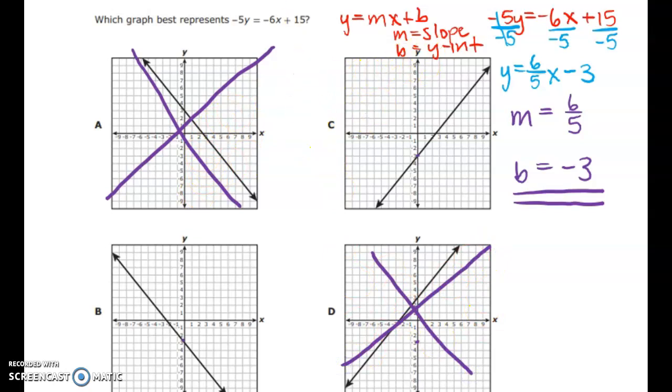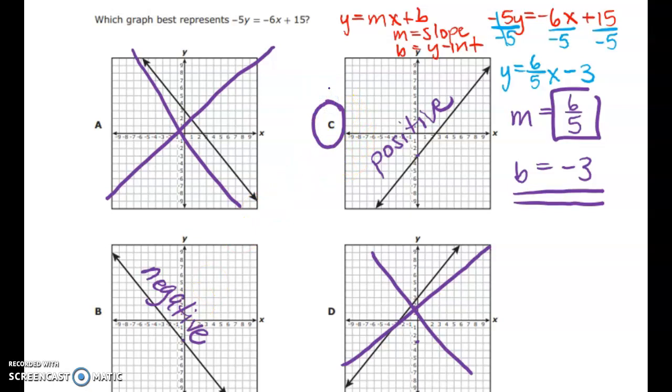So the next thing I'm going to do is look at these. My slope is 6 over 5. It's positive. If you notice, on graph C here, this is a positive slope because you're going uphill. On graph B, this is a negative slope because you're going downhill. So your answer here has to be C.